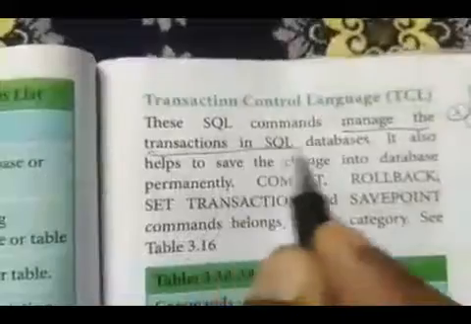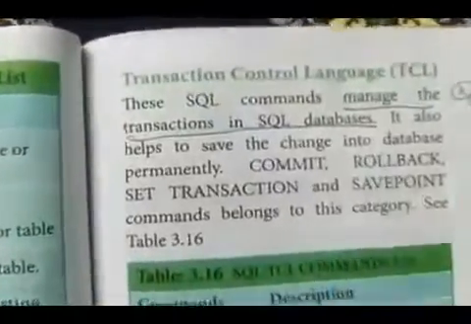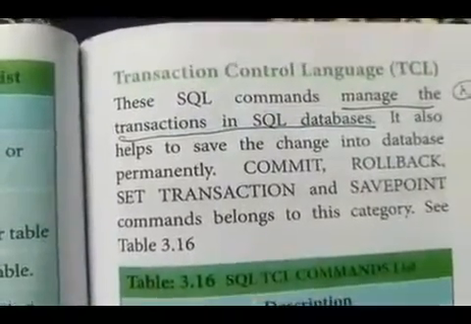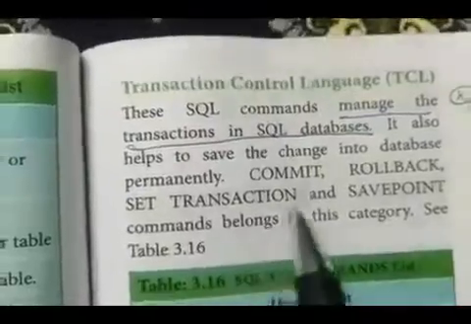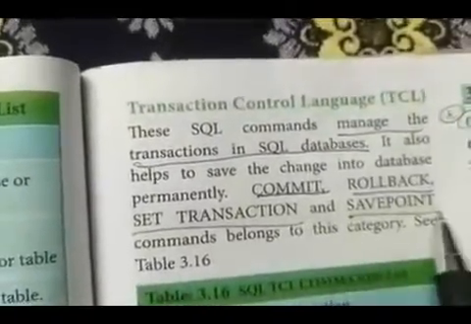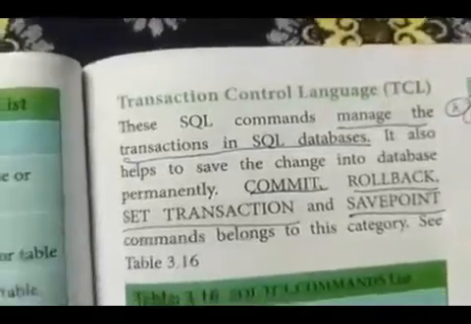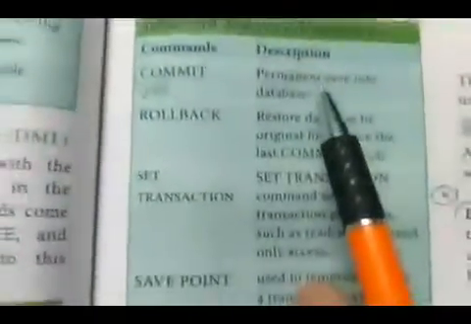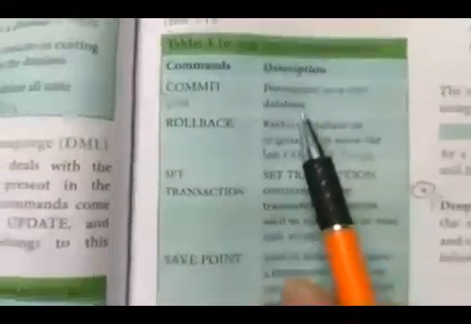So, what is the purpose of transaction control language? It is used to manage the transaction in SQL database. And what are the commands? Commit, rollback, set transaction, and save point. So here commit is a command which is used to permanently save into the database.